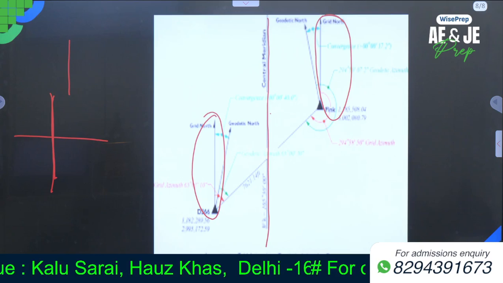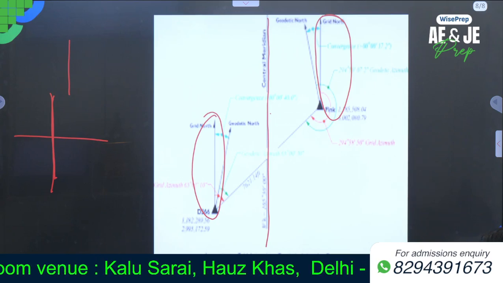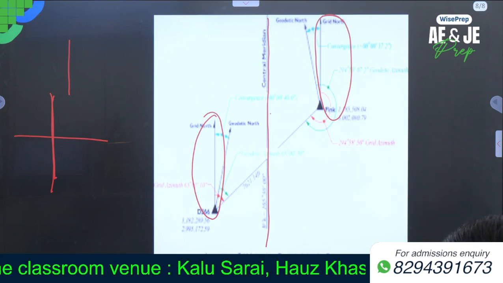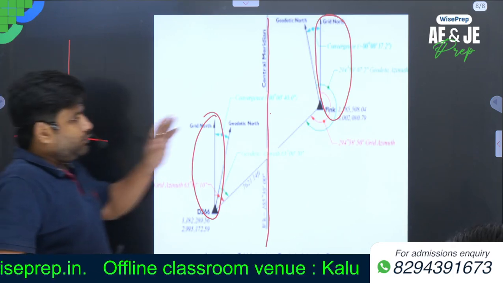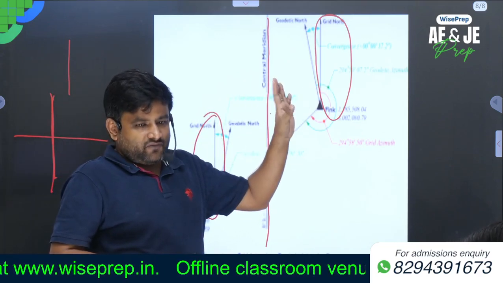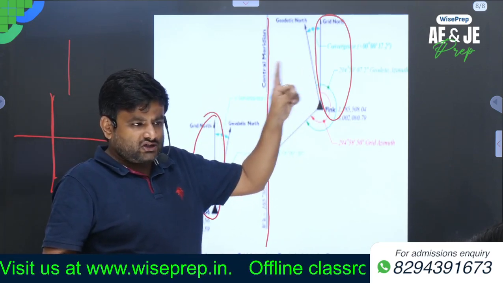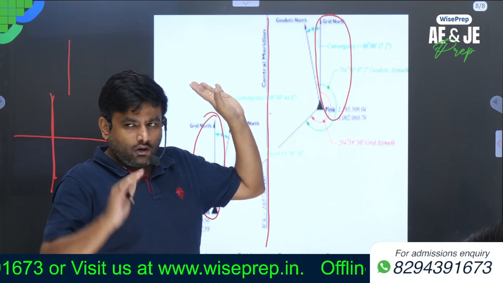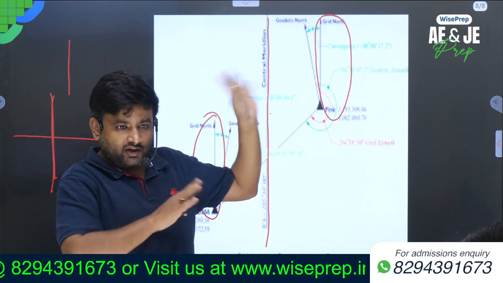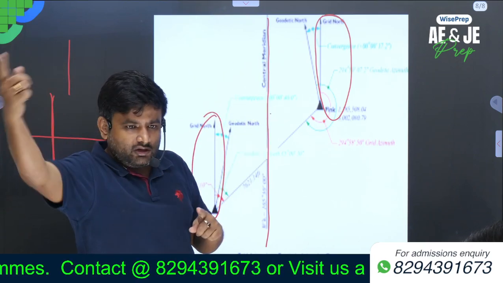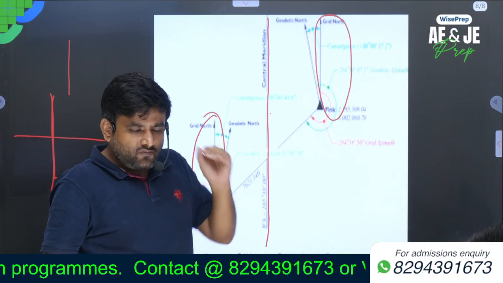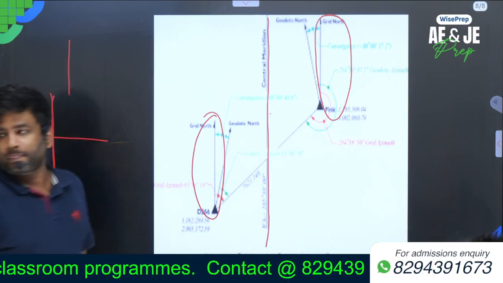Okay, so remember one thing. Whenever you are measuring anything, suppose arbitrarily I am fixing any first line to be a meridian and all other lines are defined with respect to that first line. It means that first line will be acting as an arbitrary meridian for the rest of the lines. So write down a note.